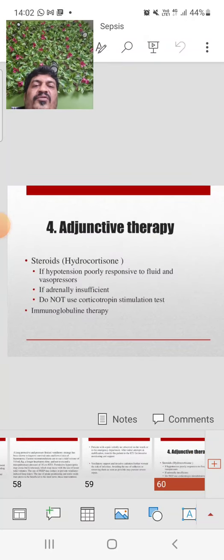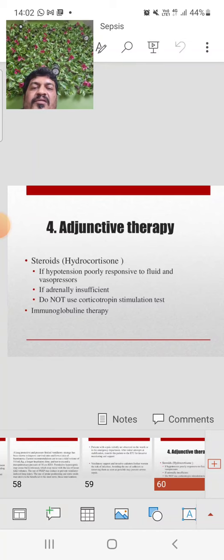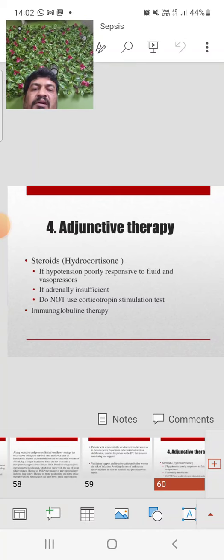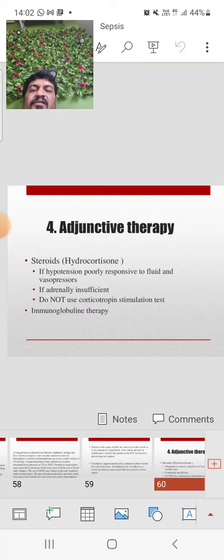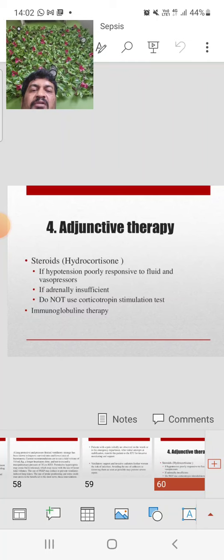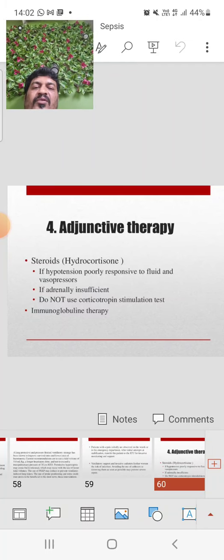What is the adjunctive therapy? Steroids, meaning hydrocortisone, if hypotension is poorly responsive to fluids and vasopressors. If adrenal function is insufficient, use corticosteroids, then stimulation test and immunoglobulin therapy.